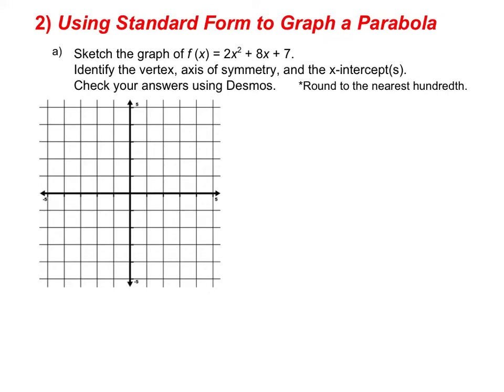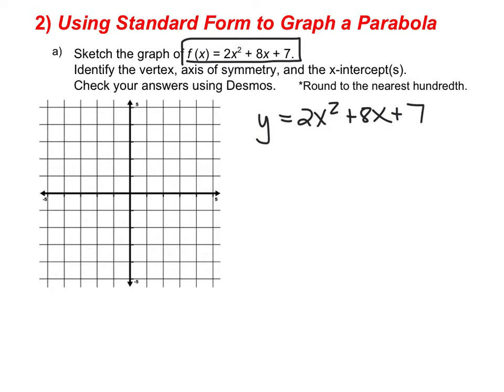Okay, so number 2, letter A: sketch the graph of f of x equals 2x squared plus 8x plus 7. I'm going to write that under here, just y equals 2x squared plus 8x plus 7. Identify the vertex, the axis of symmetry, and the x-intercepts. We can also check our answers using Desmos by typing this function in and checking all of those pieces, so I'll show you how to do that as well. And we are going to round to the nearest hundredth.